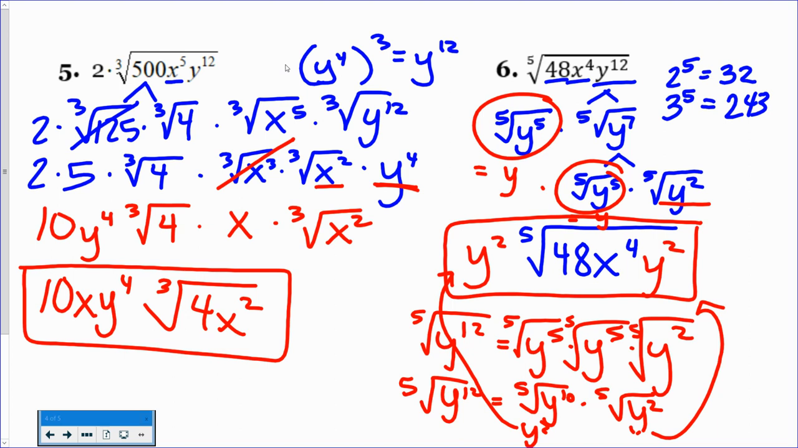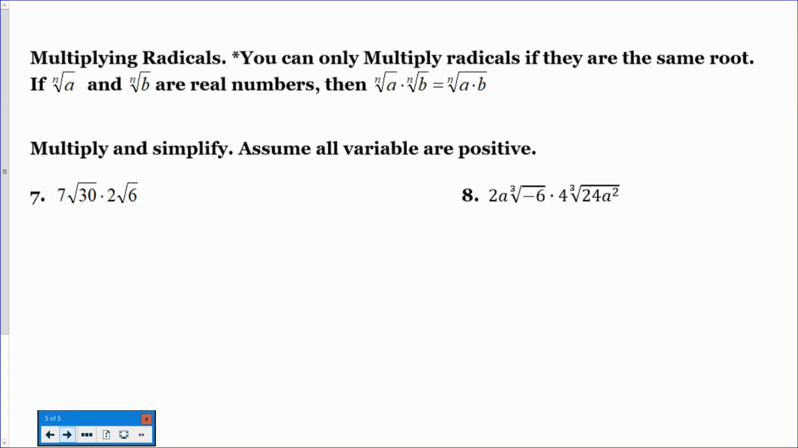Okay? All right, so that's the simplifying part. And then we'll look at a few multiplying problems. These aren't necessarily a lot more difficult. You're just going to multiply and then you're going to simplify. Okay? And once again, we're saying assume that they are all positive.